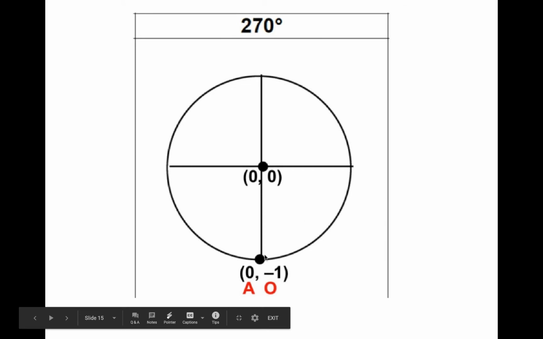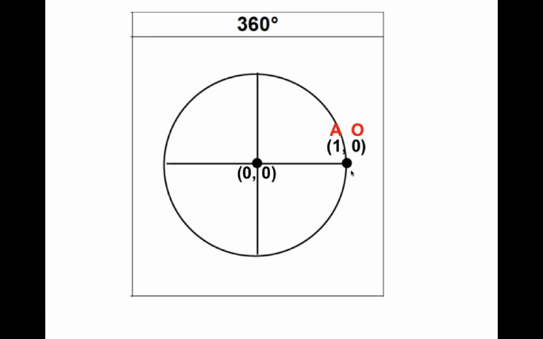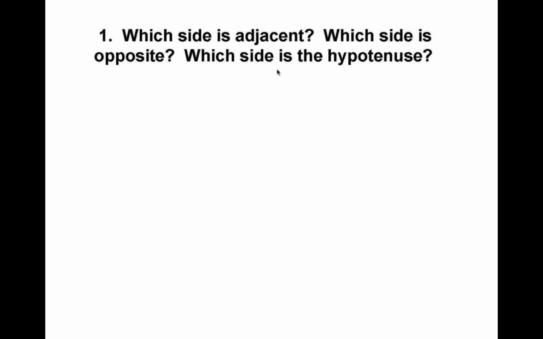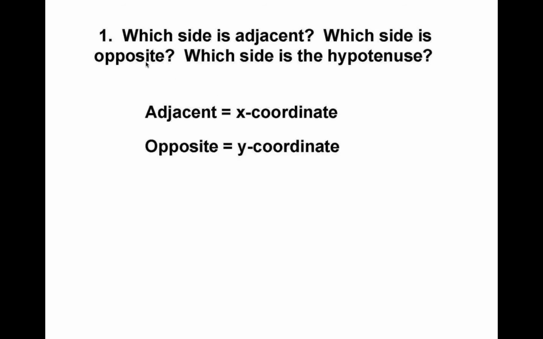And then finally, if you keep going around the circle, this is now right 1 from the origin, so 1, 0, where this is A and this is O. So the adjacent side is your x coordinate in the unit circle. The opposite side is the y coordinate in the unit circle. And then the hypotenuse is always the radius. And since this is a unit circle, the radius is 1 today, so the hypotenuse will be 1.